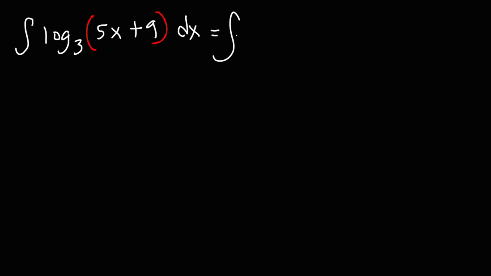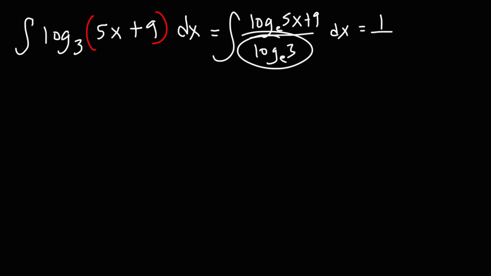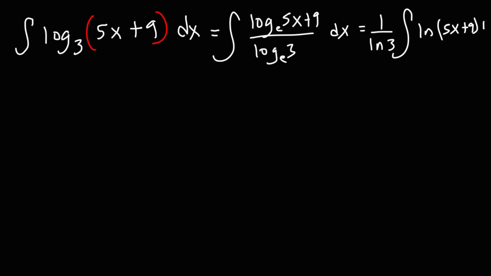So let's begin by using the change of base formula. So we have log of 5x plus 9 divided by log 3 dx, and changing it to base e, that becomes natural log. Moving this to the front, we're going to have 1 over ln 3 times the integral of ln 5x plus 9 dx.